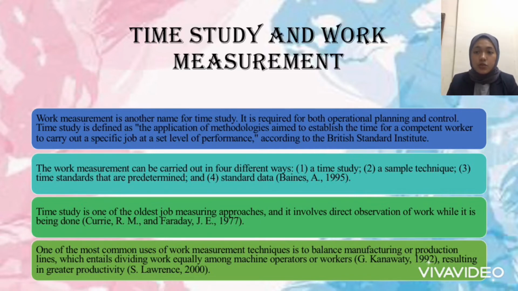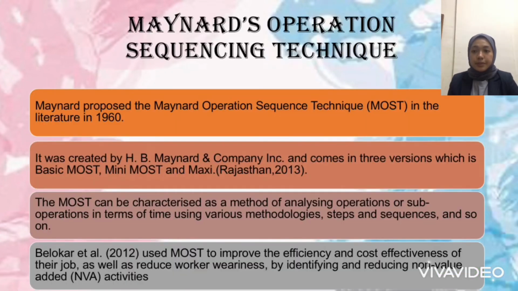Time study is one of the oldest job measuring approaches, and it involves direct observation of work while it is being done, says Curie R.M. and Faraday J.E. in 1977. One of the most common use of work measuring technique is to balance manufacturing or production line, which entails dividing work equally among machine operator or worker, says Jikanawati 1992, resulting in greater productivity, says S. Lawrence 2000.